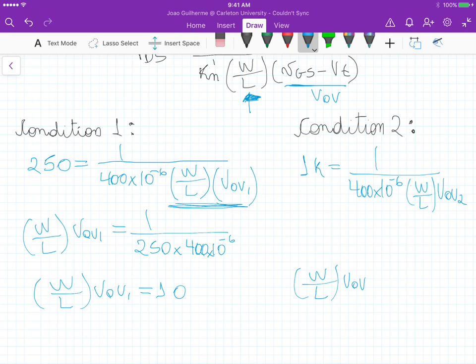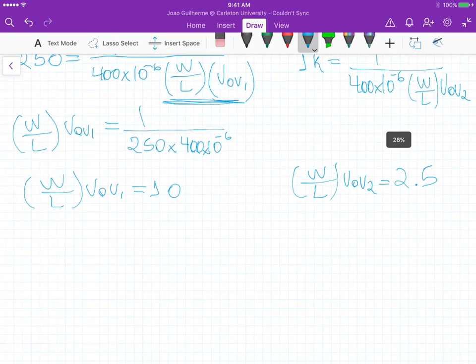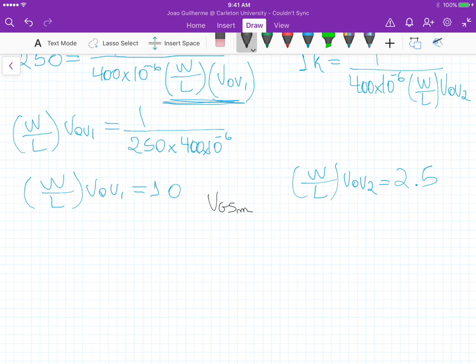V overdrive 2 should be equal to 2.5. So those are the two conditions that we have. Now, remember that the maximum VGS allowed is 1.8, right? So let me put here, VGS max is equal to 1.8 volts.